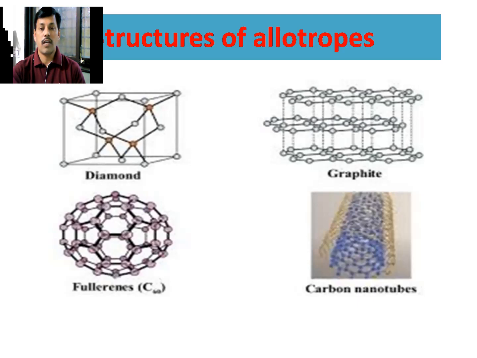Hexagonal rings are arranged in particular layers. These layers have a certain gap. Inside these layers a gap is formed. Due to this gap, graphite is smooth. Compared to diamond, graphite is a smooth form of the allotrope.